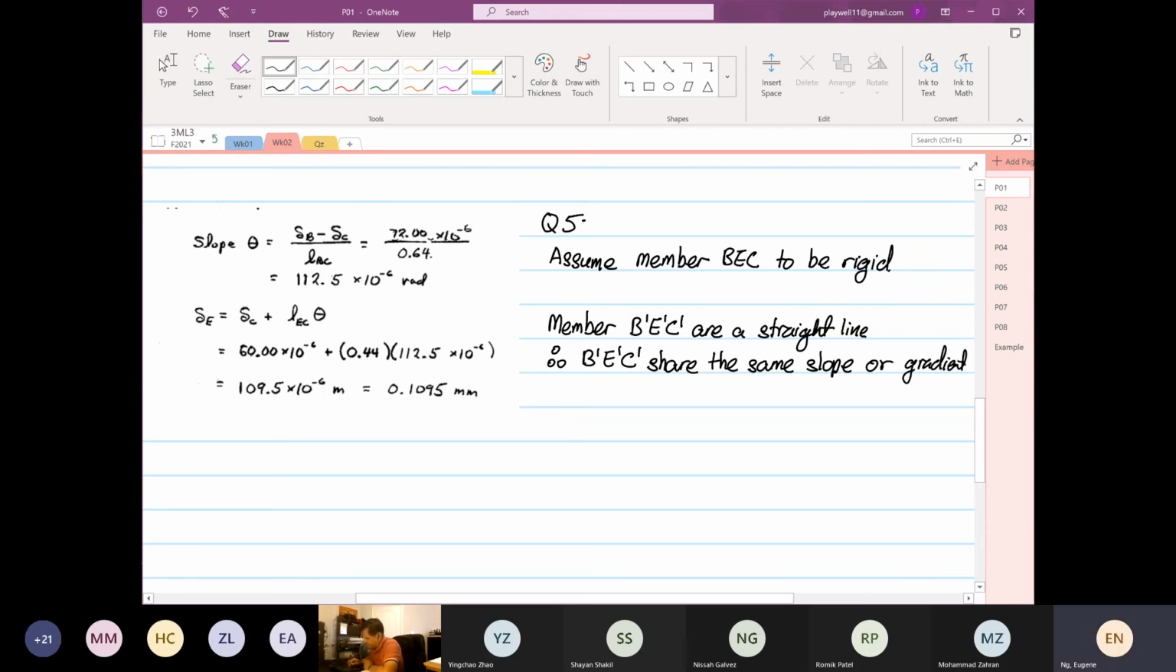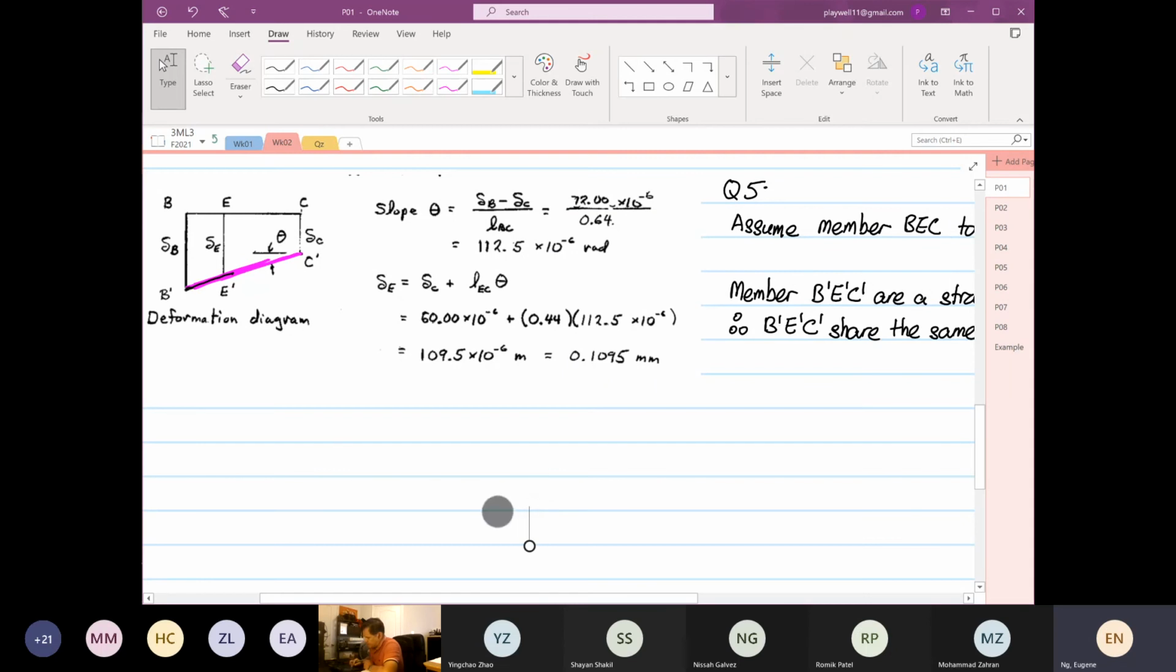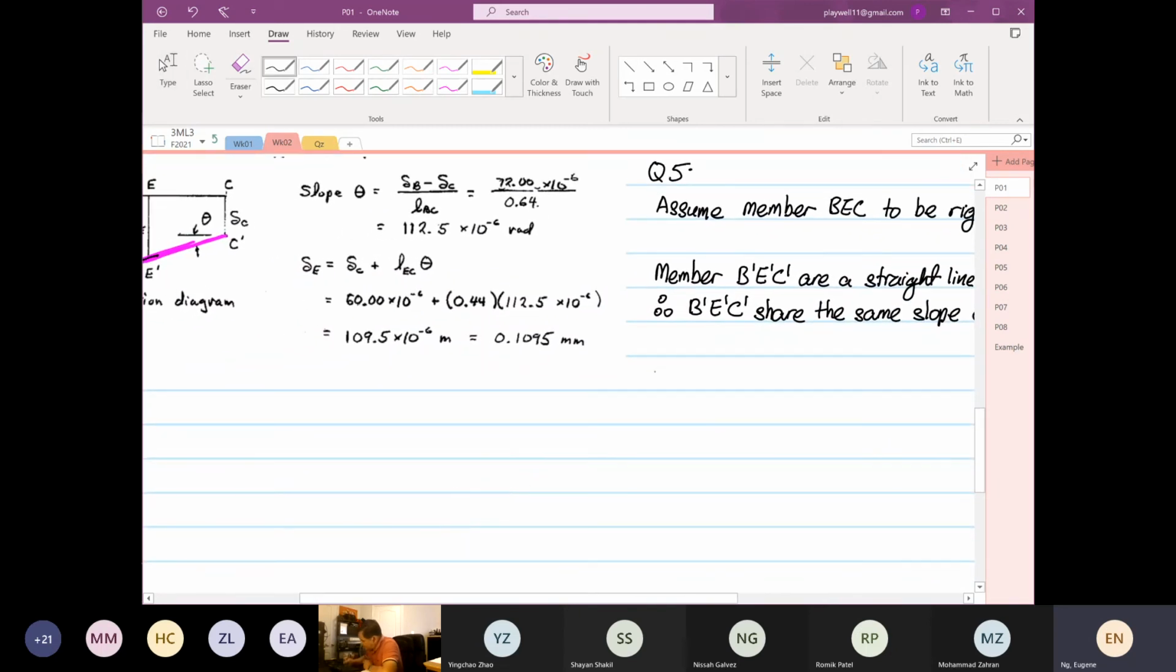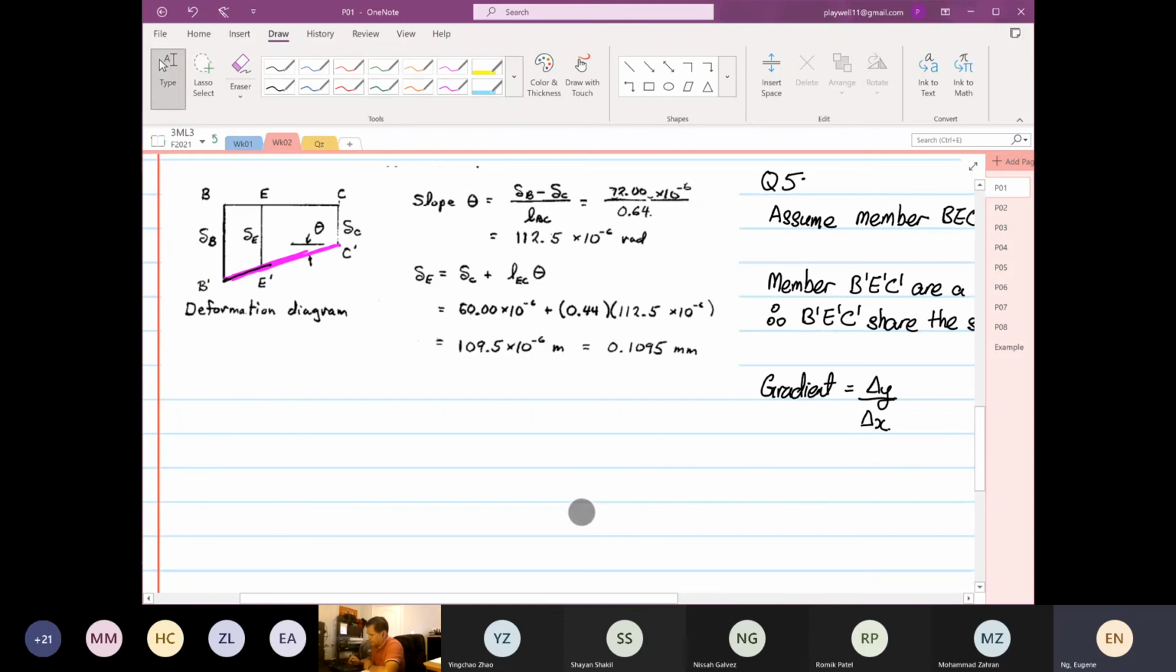Okay, or gradient. So we can work out that gradient is equal to change in y divided by change in x. In this context, we want to find the gradient, so we don't need to use theta. Theta gradient is just a tangent. They also call it the same slope.